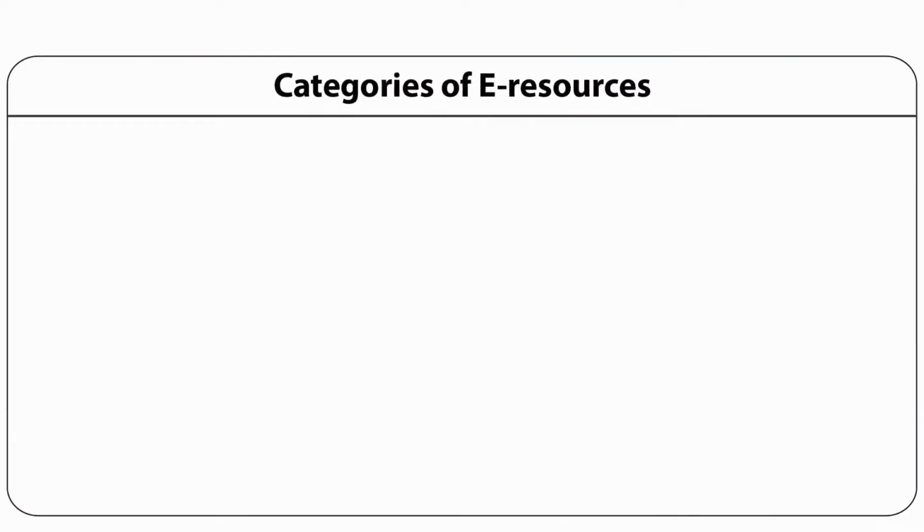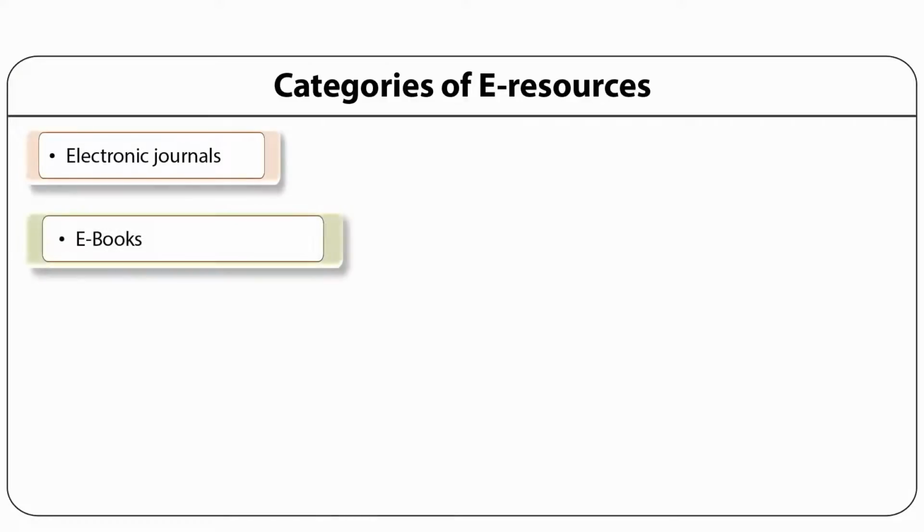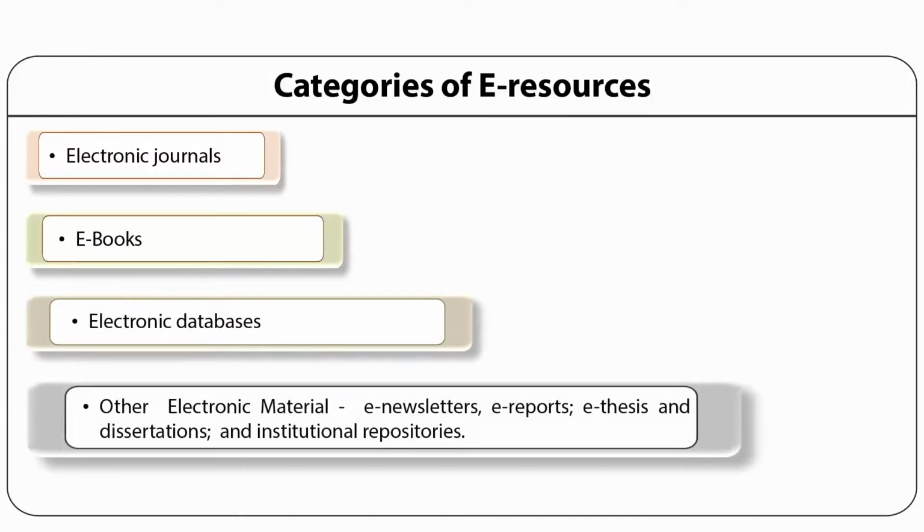Let's examine categories of e-resources or electronic resources. These can be electronic journals, electronic books referred to as e-books, electronic databases, and other electronic material which could be e-newsletters, e-reports, e-thesis or e-dissertations, and institutional repositories.